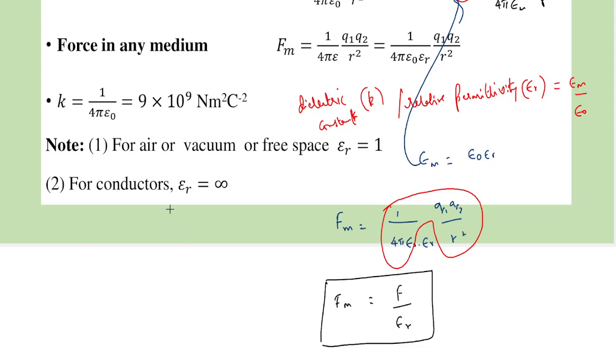Do note that for air or vacuum, epsilon r is equal to 1, because in that case it becomes epsilon for medium by epsilon for free space, but epsilon for medium is the same as epsilon naught only because it's air, so it becomes 1. For conductors, epsilon r tends to infinity. So remember this also. It will help to solve numericals.